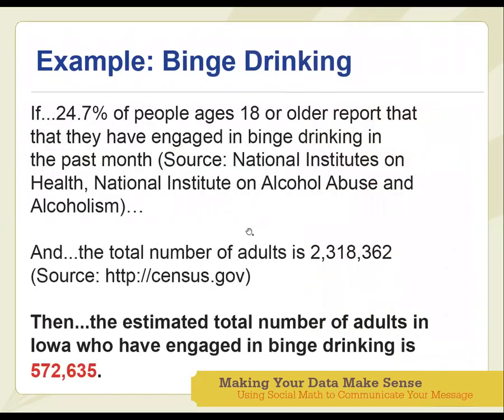Here's another example. If 24.7% of people ages 18 or older report that they have engaged in binge drinking in the past month, and the total number of adults is again that 2 million number, then the estimated total number of adults in Iowa who have engaged in binge drinking is 572,635. So again, the math is you take 0.247 times the 2 million number equals 572,635 as the total number of adults who have reportedly engaged in binge drinking.